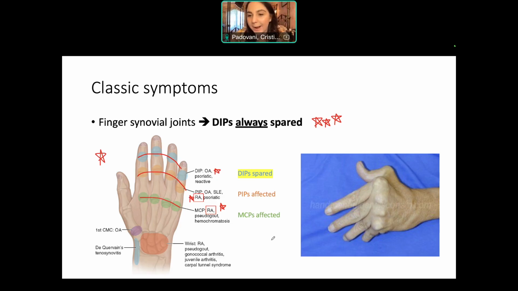Okay. And then I wanted to show this is kind of what you can expect to see. You can see here that the MCPs are really messed up, and then the PIPs don't look so bad, but the DIPs are always spared. So these should not ever have any sort of deformity in an RA patient, at least in vignettes.